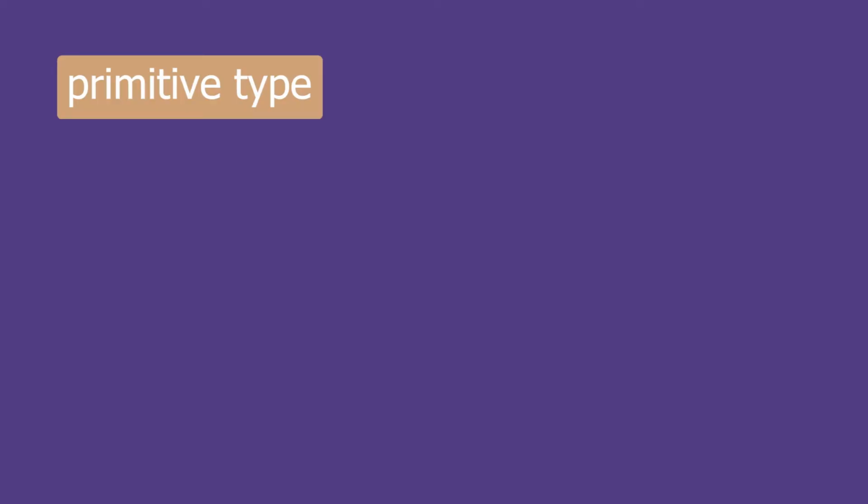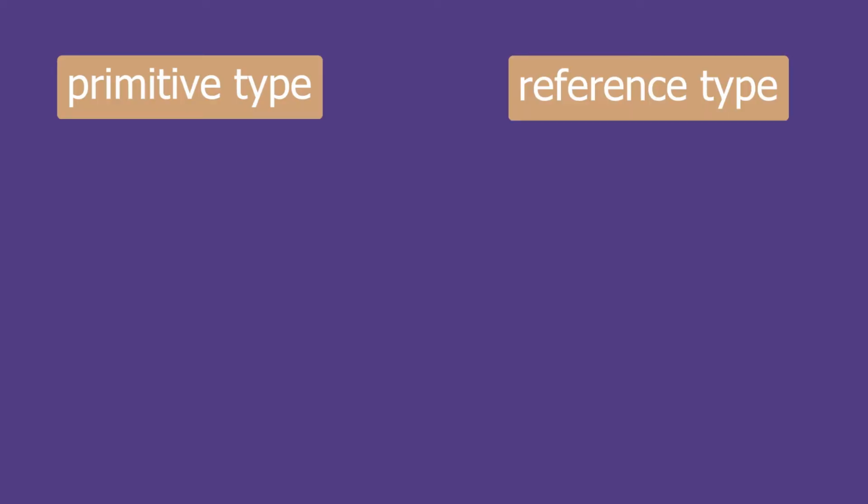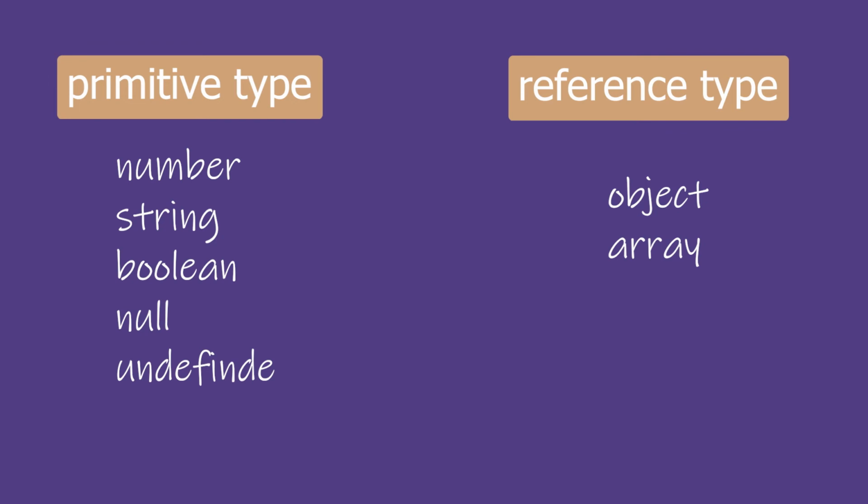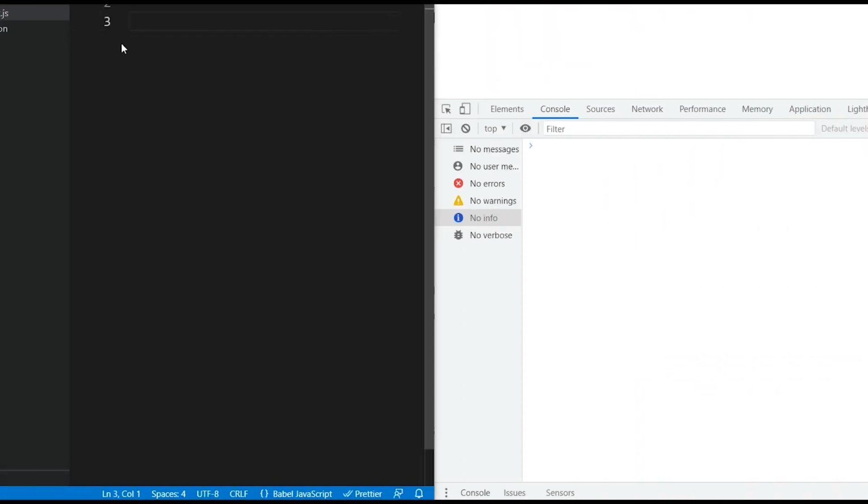We have two data types: primitive type and reference type. Primitive, their value can contain only a single thing, like a string or number, boolean, whatever. Reference type, we're going to learn about it in later videos. Here I will show you some examples about primitive data types.